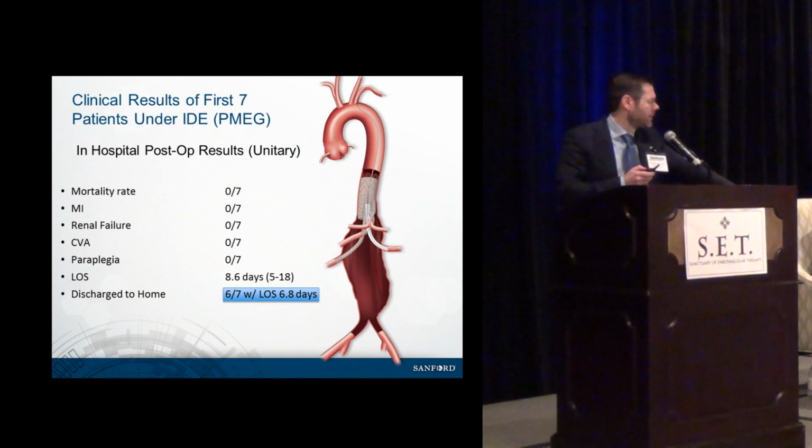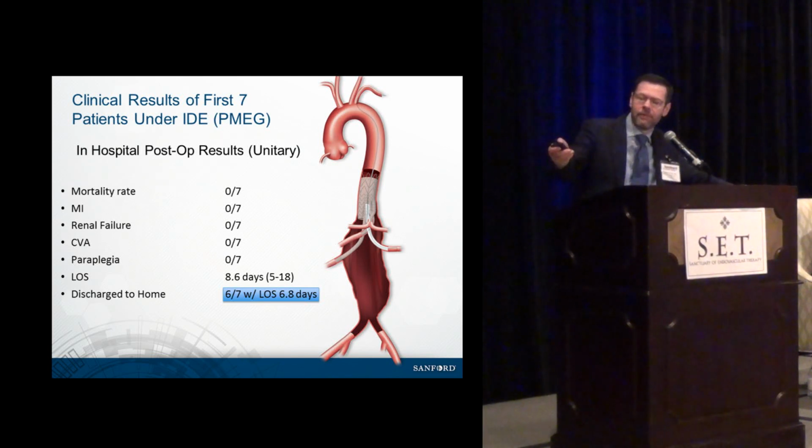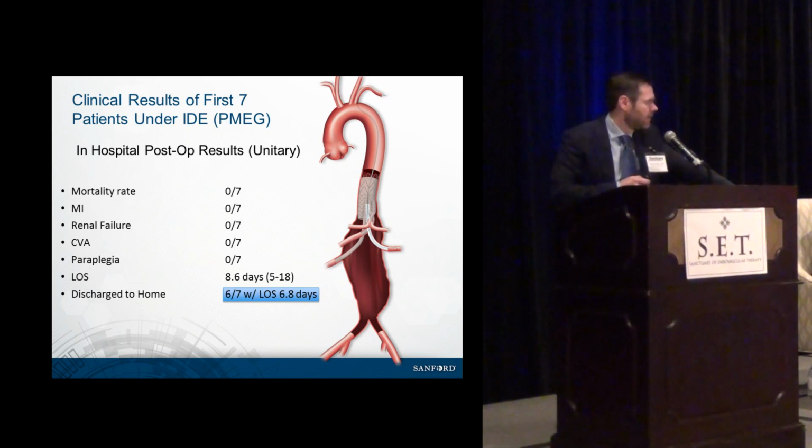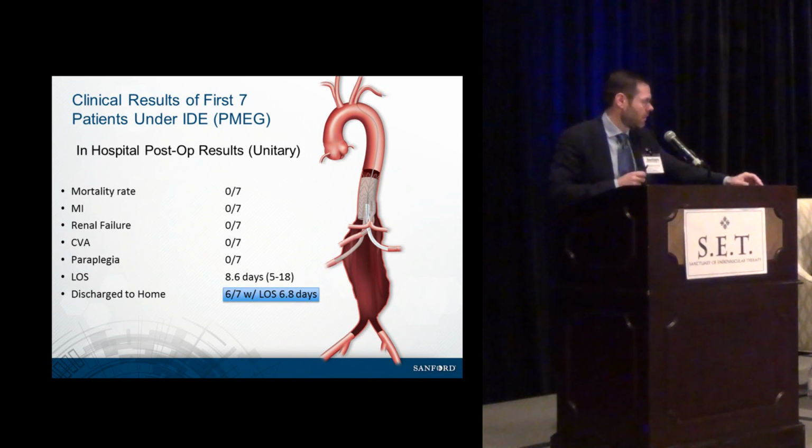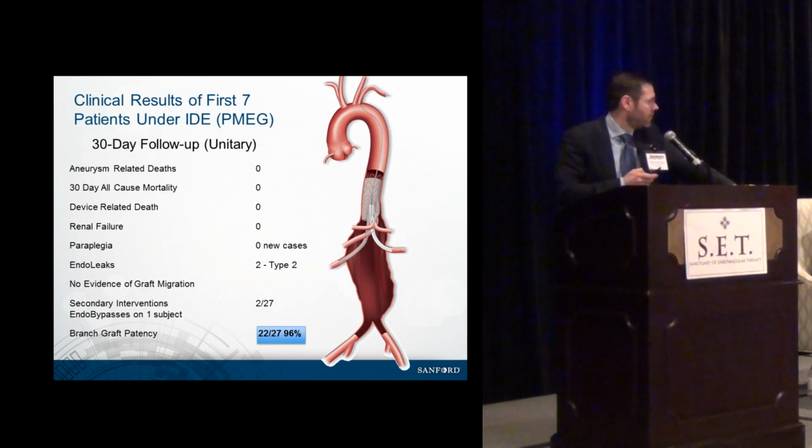Okay. And in hospital, post-operatively, we've seen no in-hospital mortalities, no MIs up to this point. Renal failure. This is a very different population than the classic type 1s, type 2s, and type 3 thoracoabdominals. Average length of stay is 8.6 days, and these people are going home without having to go to nursing homes. We've seen no aneurysm-related mortalities, no 30-day mortalities up to this point.